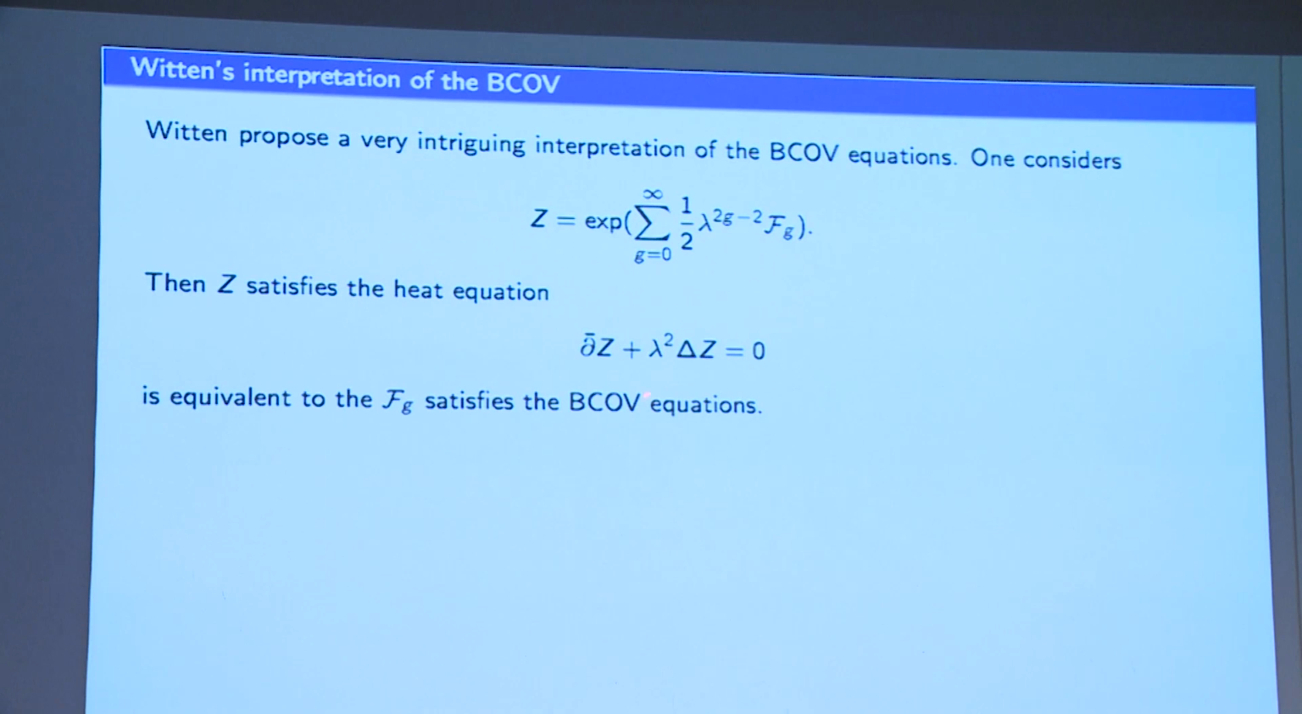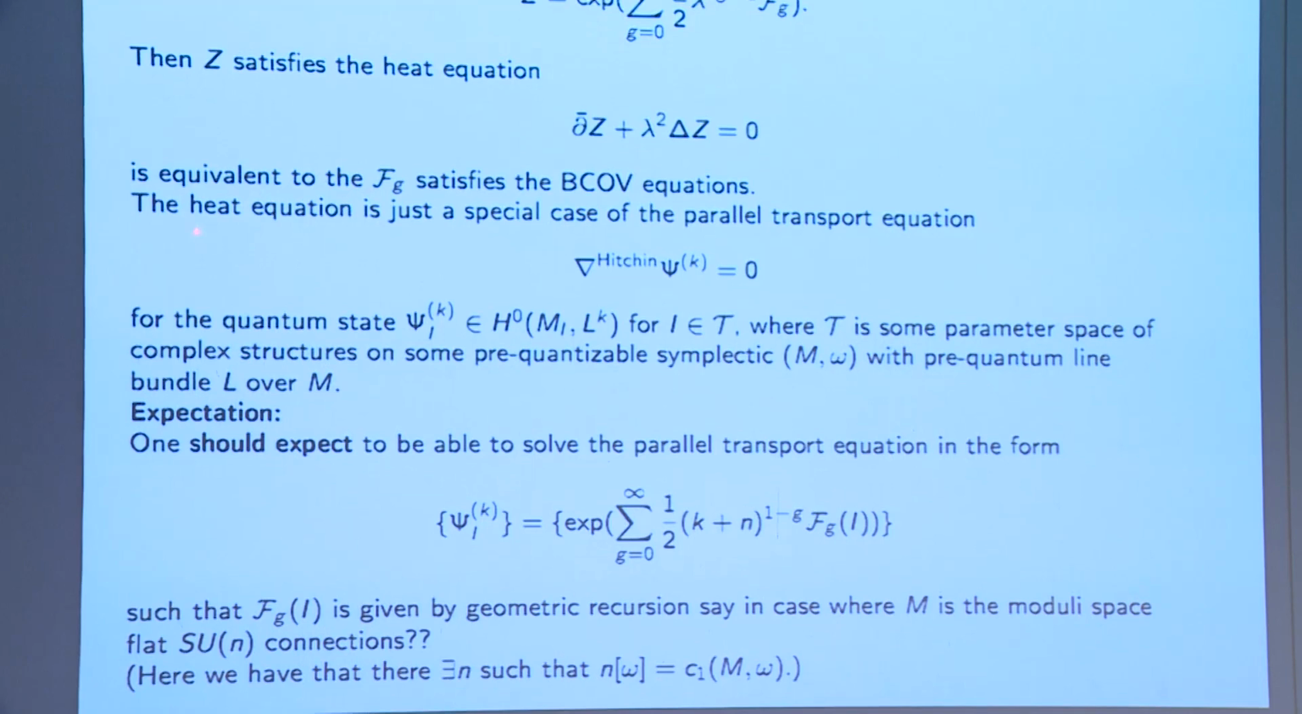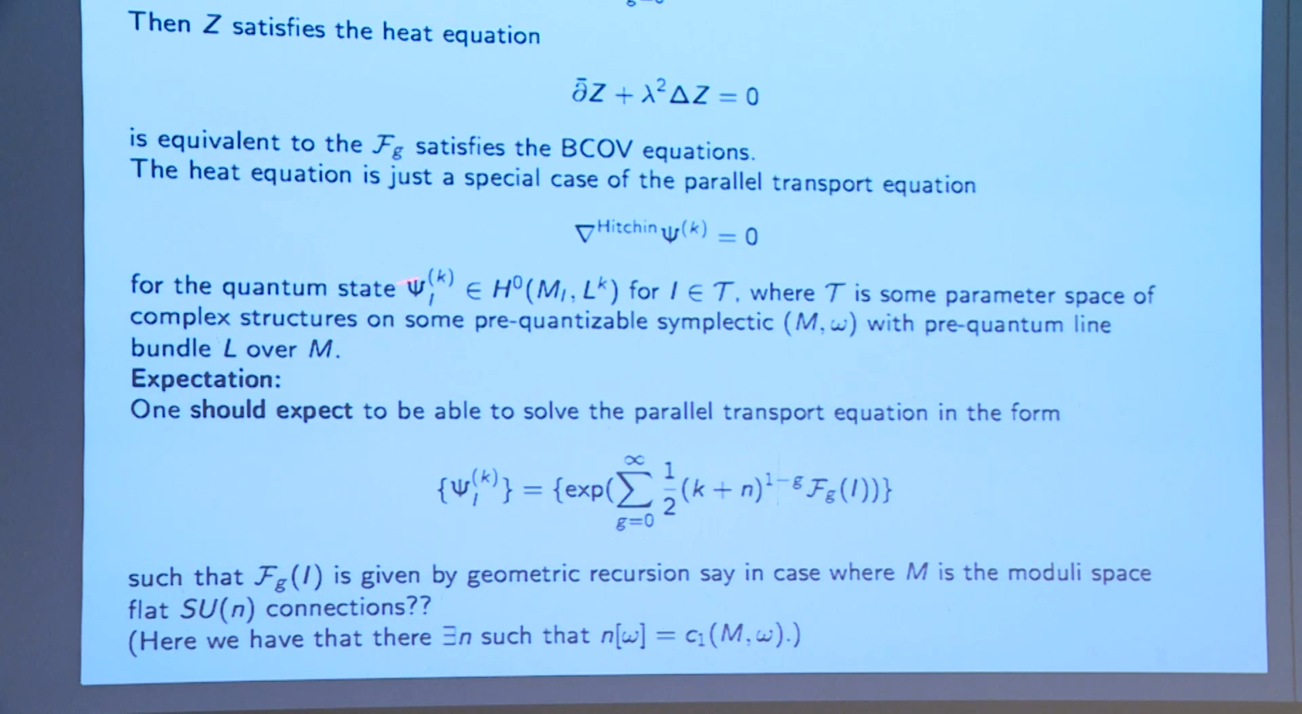And so, of course, if you just continue following this analogy, the heat equation is really a special case of the parallel transport equation with respect to the Hitchin connection, where you have states in some spaces of holomorphic sections parameterized by some space T, which is parameterizing complex structure, some pre-quantizable symplectic manifold, compact, with a line bundle over it.